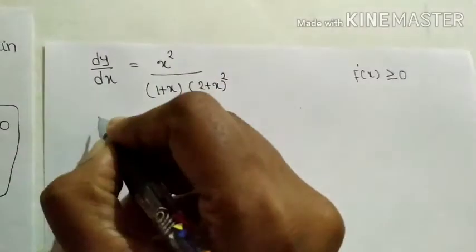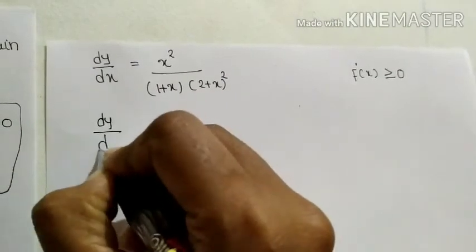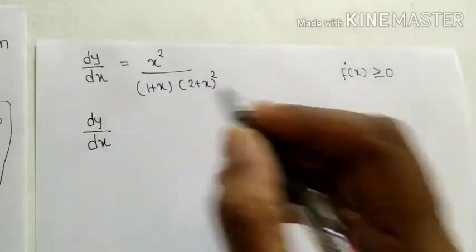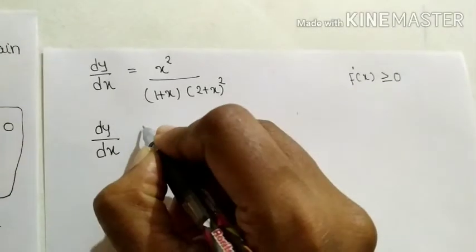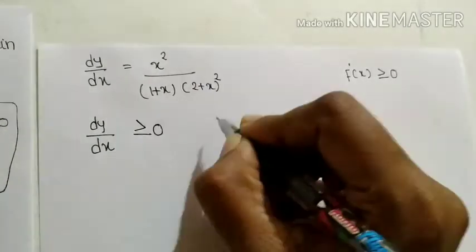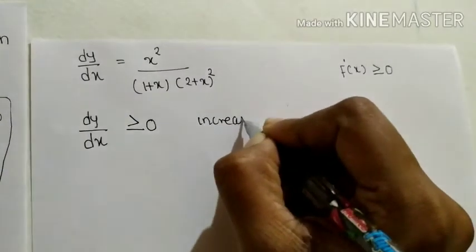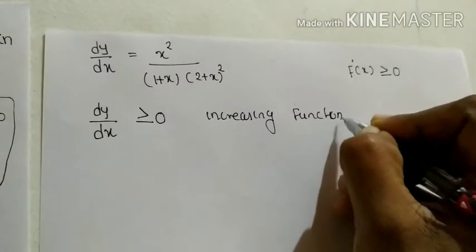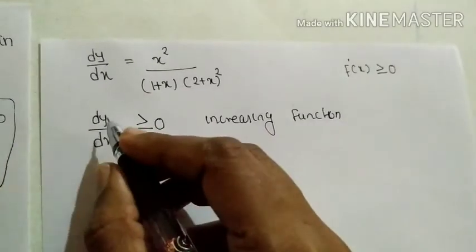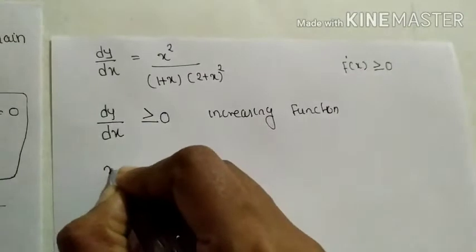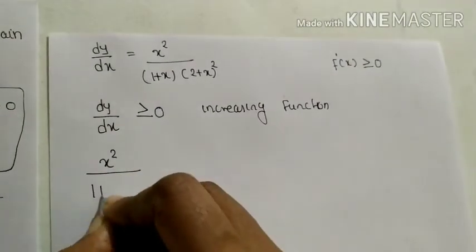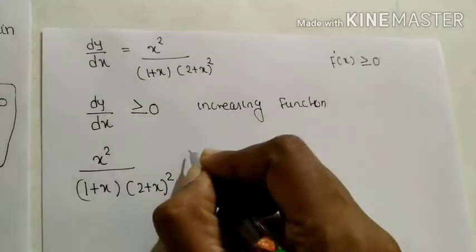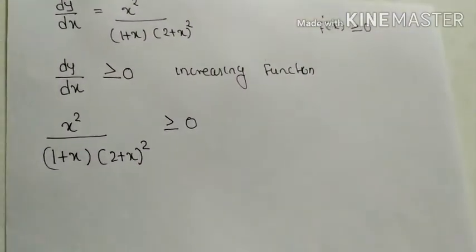if we say that the function is an increasing function, its derivative dy by dx must be greater than or equal to 0. So I am going to substitute the value of dy by dx here. We get x square divided by (1 plus x) into (2 plus x) the whole square should be greater than or equal to 0.